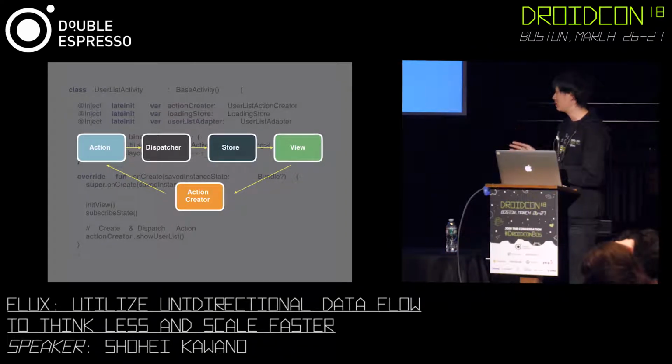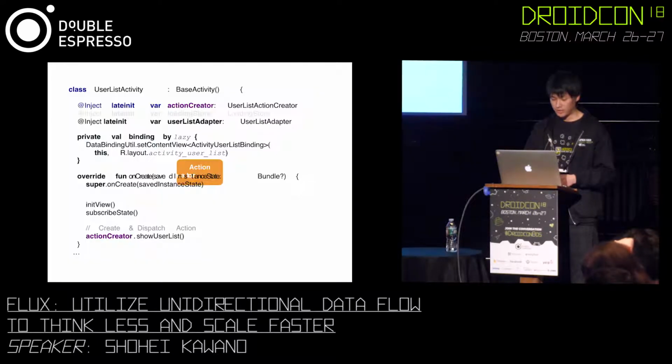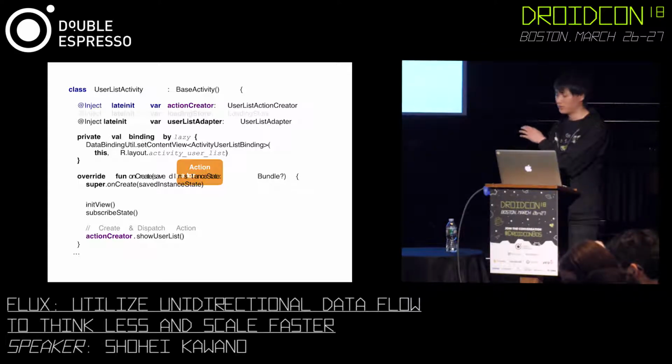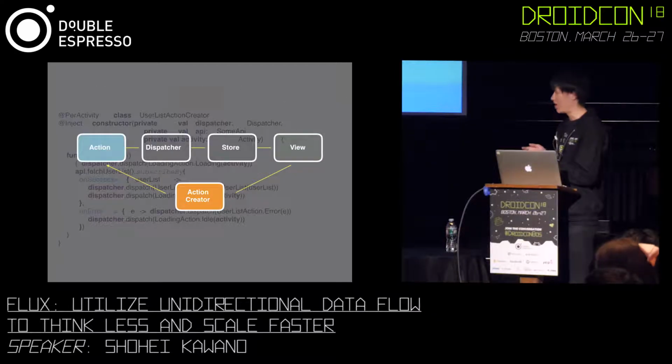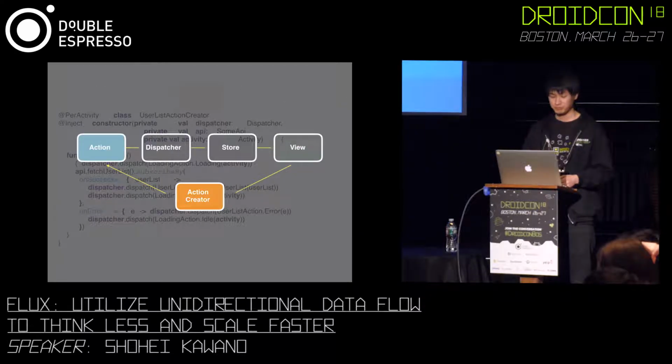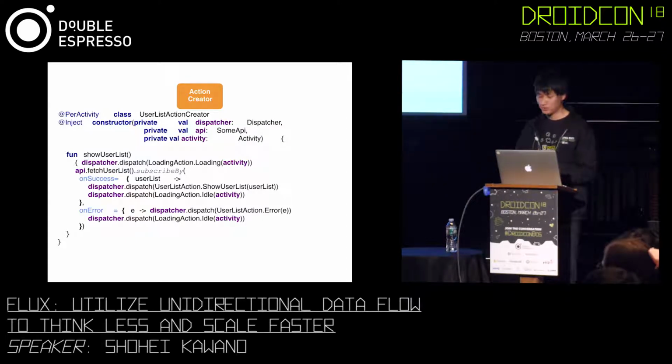And next, if we go back to the diagram, let's move on to the action creator part. We already called the action creator, so from view to action creator, it's already finished. Now let's look at how the action creator creates an action. So this is the action creator's code.